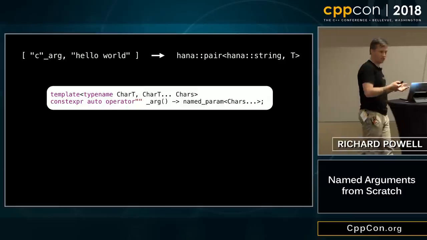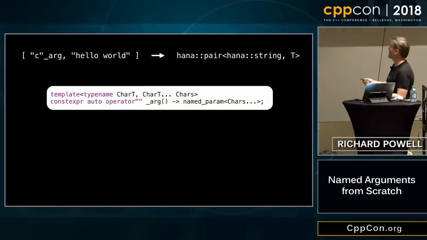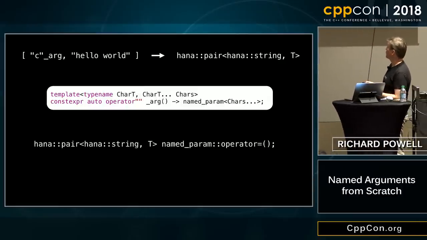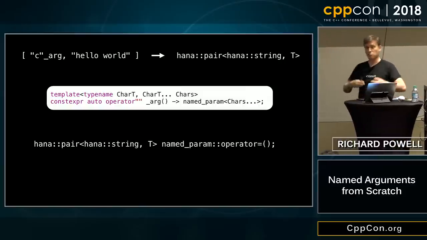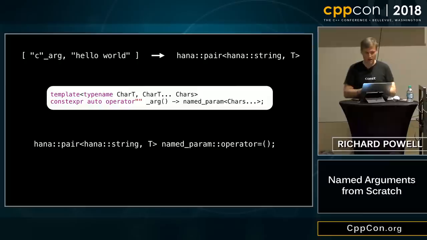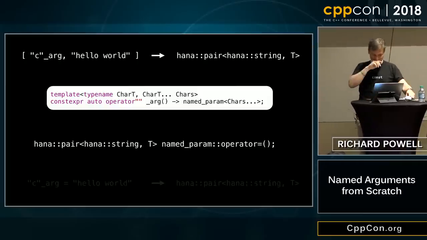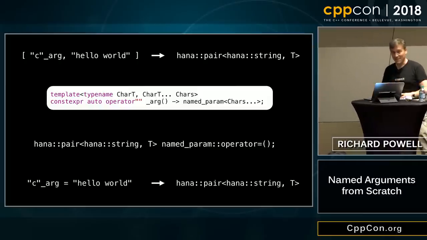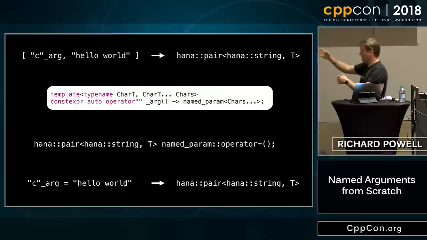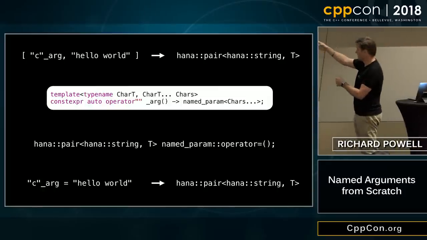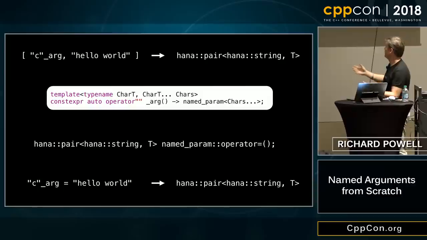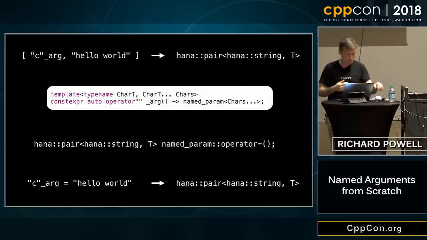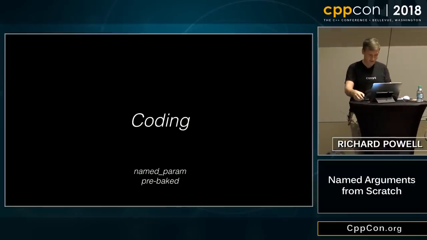What if I returned name param, and then what happened was the return type of name param was actually not a reference to the type itself, but instead something else, the pair that I want to get. So if I did that, then I could write arg is equal to hello world, and what that would do effectively would return me a pair of Hana strings to T's. All right, well, why don't we try this out? Let's see if this works.